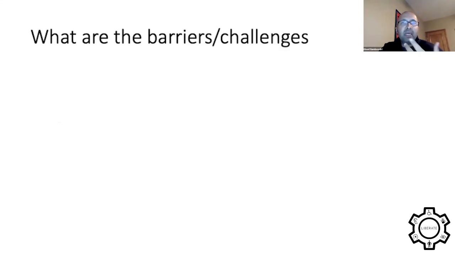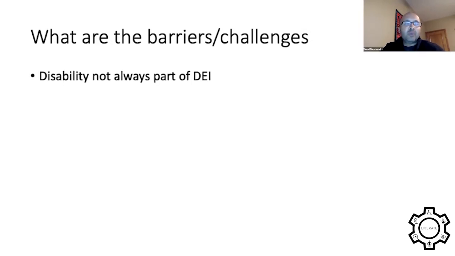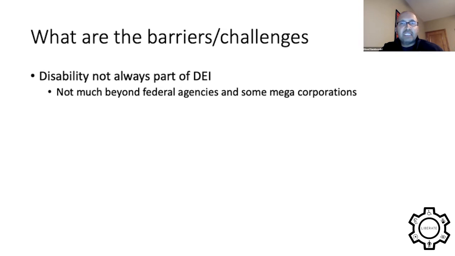Okay, so which leads me to the barriers or challenges that I'm thinking that we need to look at. So even though I mentioned that there is growing awareness, I still feel that disability is not always part of diversity, equity, and inclusion initiatives. In fact, there is not much beyond federal agencies and some mega corporations. A lot of agencies, universities do not really consider disability as much as maybe a core theme of diversity, equity, and inclusion. It's typically still being treated as maybe a side aspect of it.